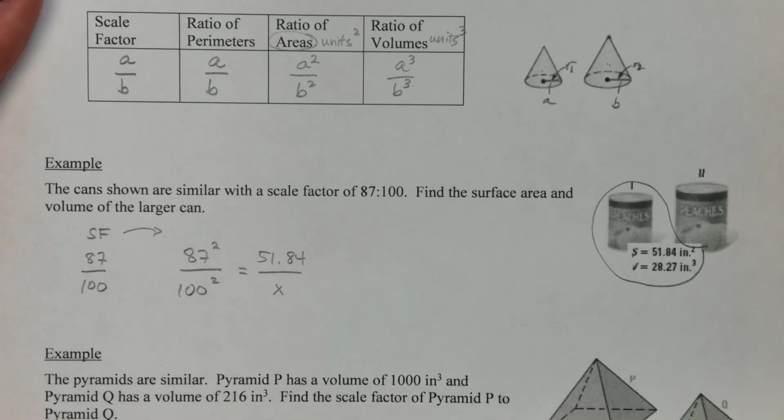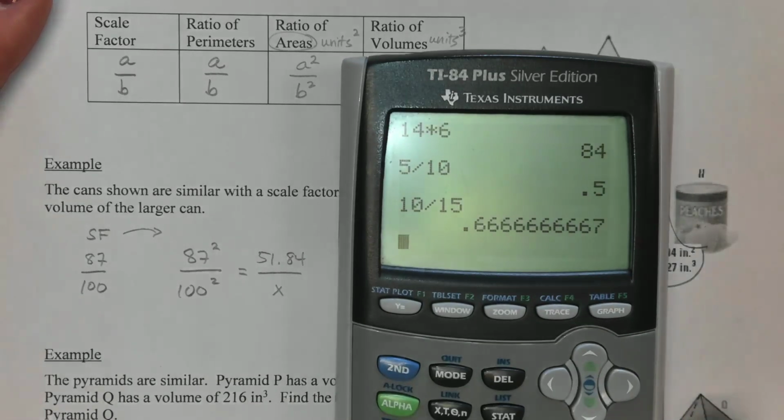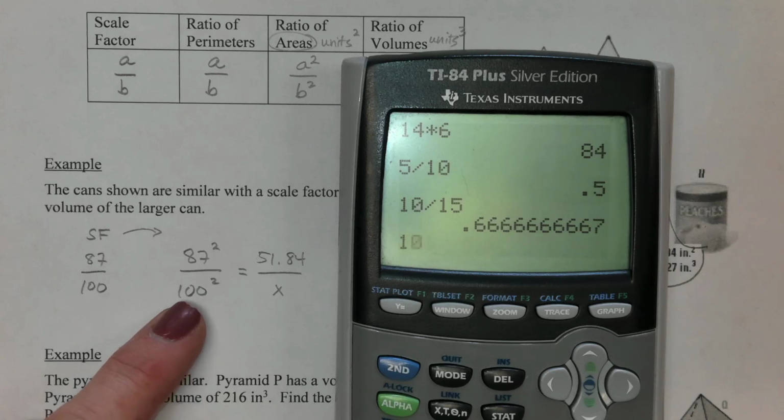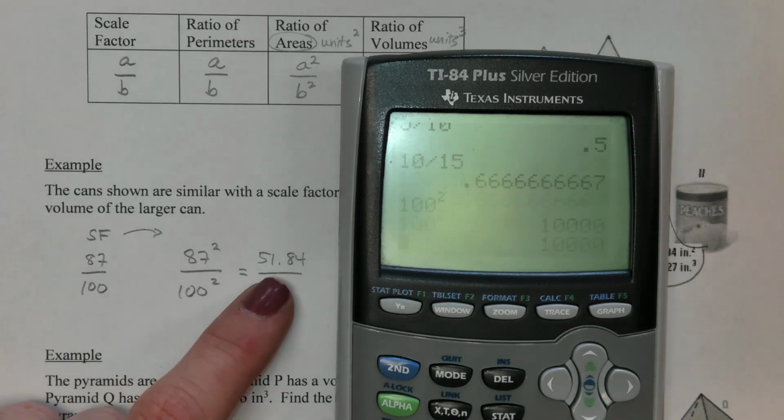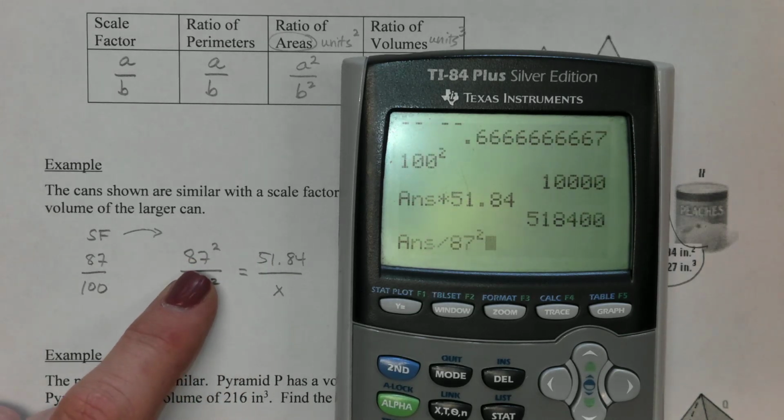And I'm going to put an X down there because we don't know the surface area of the large shape. So I'm going to grab my calculator. I'm going to do 100 squared, times that by 51.84, and then divide by 87 squared.